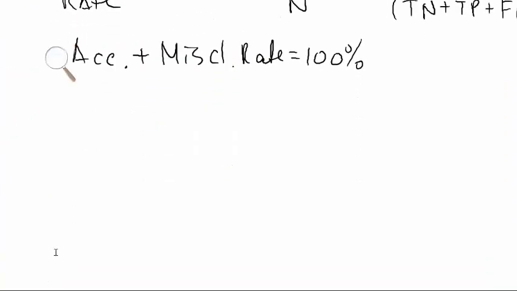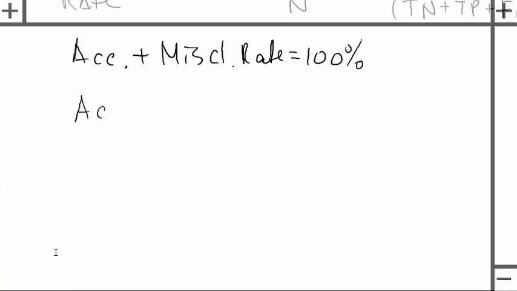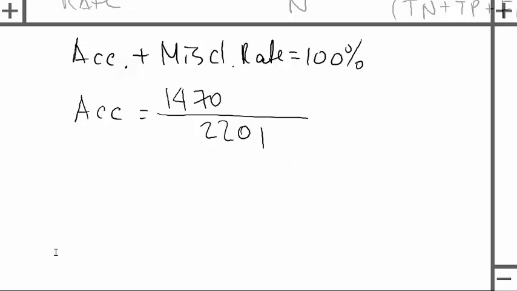I'm going to calculate the accuracy first. What's the total number of cases? 2,201, right? That's my true positives, true negatives, false positives, false negatives, everything. Oh, I forgot. You tell me. 1470 is true negatives, and true positives is what? 270. So therefore, we're looking at 1740, divided by 2201.